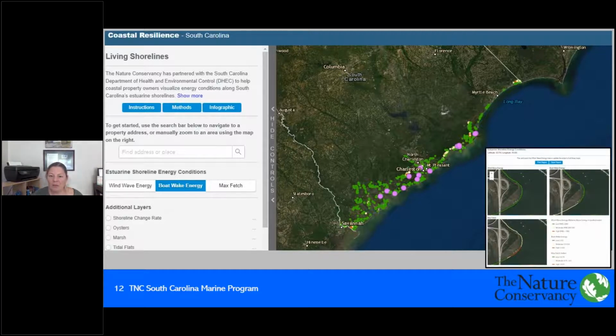So we have also noted existing living shoreline projects as case studies so that property owners can see those projects near them. And that includes the set of all the TNC projects and then those case studies from that DNR research that I mentioned earlier.